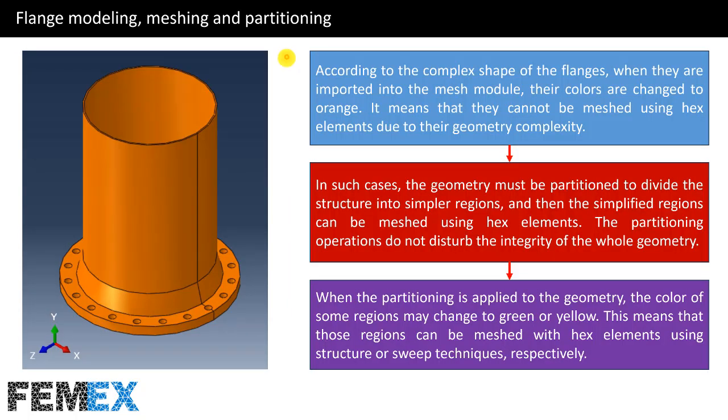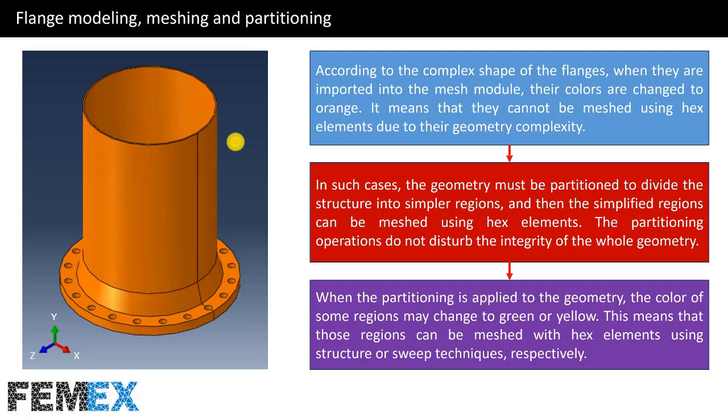Now I want to talk about flange modeling, meshing, and partitioning. According to the complex shape of the flanges, when they are imported into the mesh module, their colors are changed to orange. It means that they cannot be meshed using hex elements due to their geometry complexity. As you can see, the color of the original geometry is orange. In such cases, the geometry must be partitioned to divide the structure into simpler regions, and then the simplified regions can be meshed using hex elements. The partitioning operations do not disturb the integrity of the whole geometry.